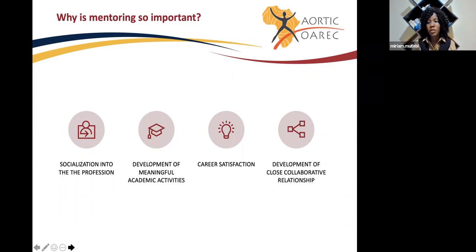And also career satisfaction. We sometimes think of mentorship as a unidirectional construct, but what we do know is there is enhanced career satisfaction for both mentors and mentees. So it's actually a bi-directional relationship that helps to enhance the engagement of both the mentor and the mentee, and ultimately the development of a close collaborative relationship that would probably span your entire professional career and beyond.